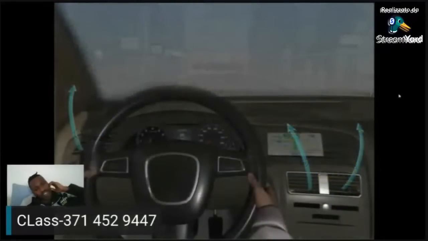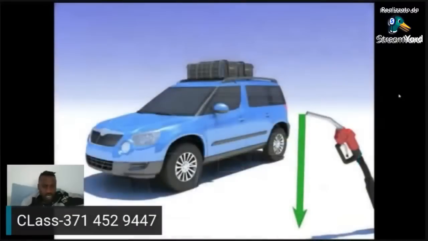The heater is to melt, let me say, the ice on the windshield so that we can see well the road when circulating on the road. The consumption of the fuel reduces when there are few luggages or when there are no luggages at all on top of our vehicle.